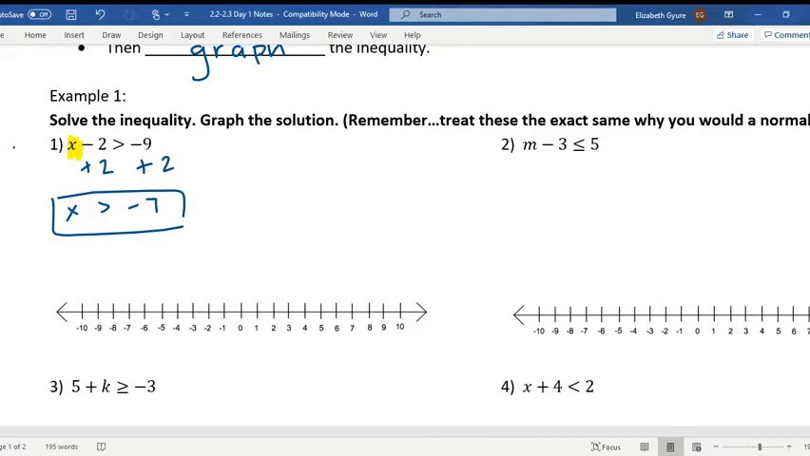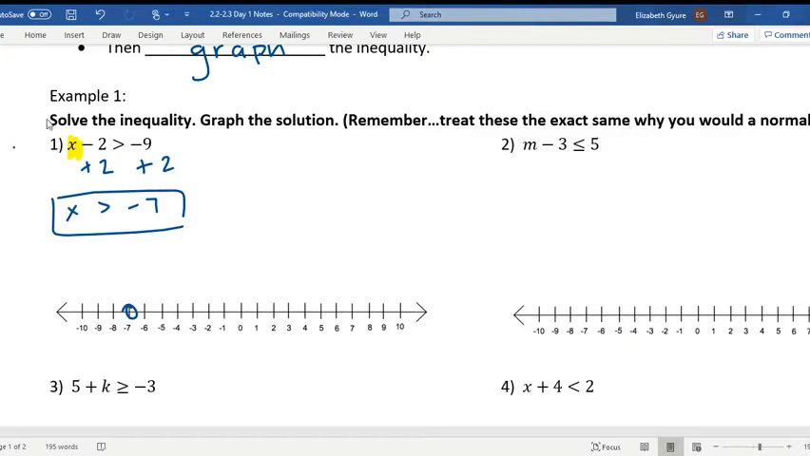What number is our circle going to go on? -7. Do you think we should use an open or a closed circle? An open. Why open for this one? Yeah, very good. It doesn't have the equal to underneath that bar, right? If it has the bar, we use a closed circle. If it doesn't, we use an open circle because -7 isn't actually an answer. It just indicates to us where we're starting. So put an open circle at -7.